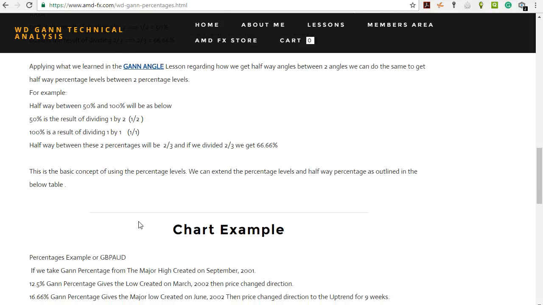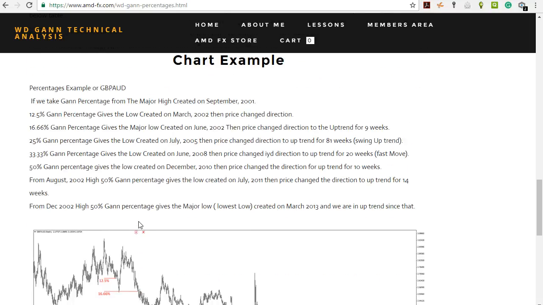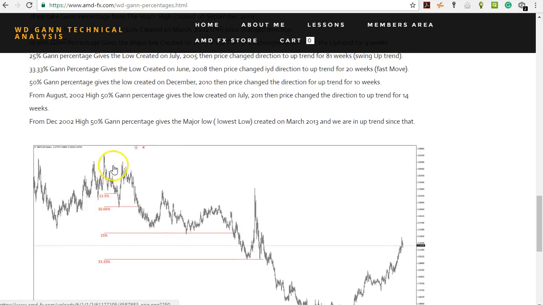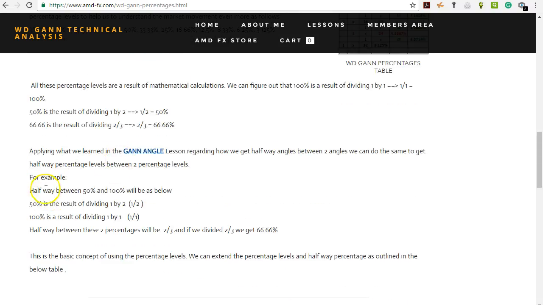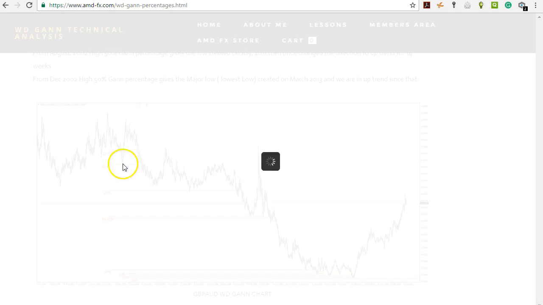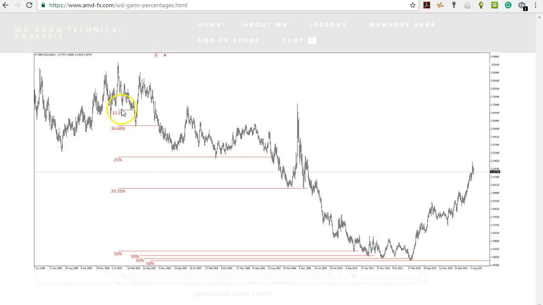If we take that and use it in our chart, here is an explanation on the Australian dollar. You can see here that from the major high, if you take the 12.5, which is one of the major GANN percentages, let's zoom in the chart. You can see that 12.5 stopped the market, then 16.66 stopped the market, 25% stopped the market, also 33.33 stopped the market, 50% from that major high stopped the market for a long time, and after that the major low created here was at 50% of that high.